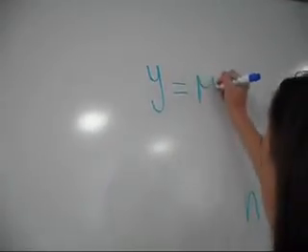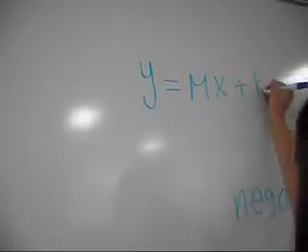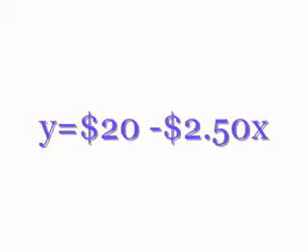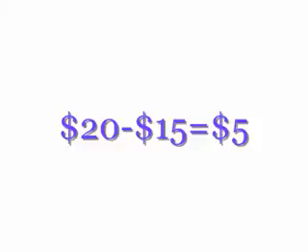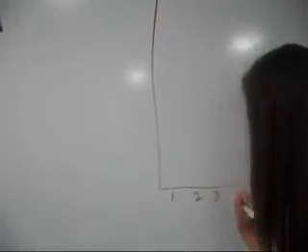Okay, so once again, you are going to use the equation y equals mx plus b. Once you plug in your numbers from the problem, your new function should look like y equals $20 minus $2.50x. Since Bartholomew wants to buy 6 cards, you multiply $2.50 by 6, and that gives you 15. To find how much money he has left after that, you subtract 15 from the 20 and end up with $5 left. The next step is to graph your function.